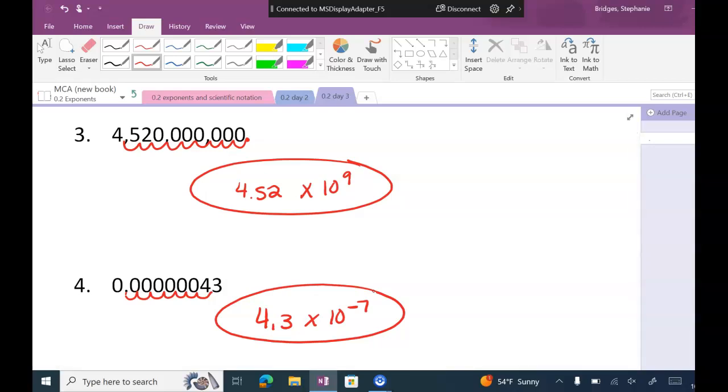Now we're going to go backwards. We ready? Are you okay? Is it hard to count up there on the TV? So it's 0, a decimal, and then 6 zeros, and then 4, 3.